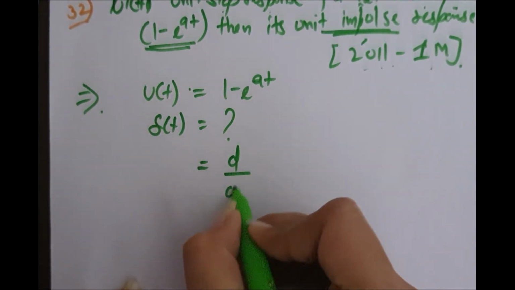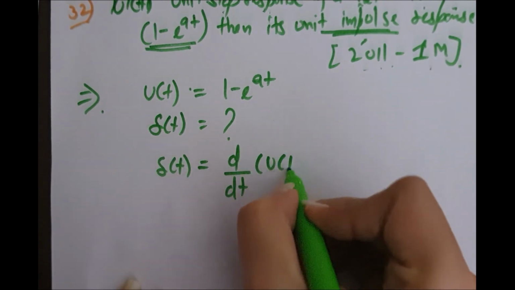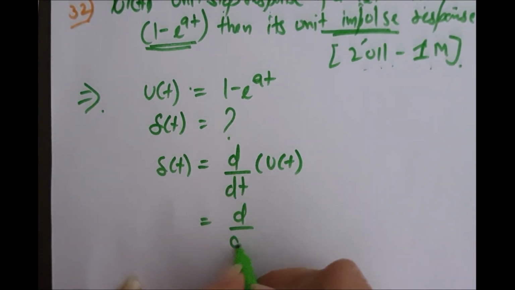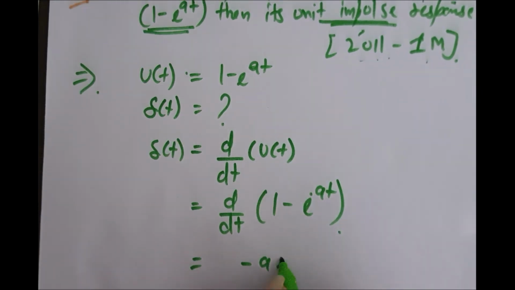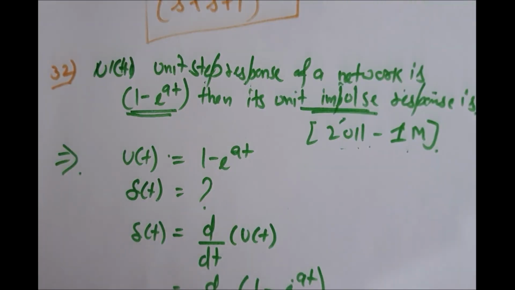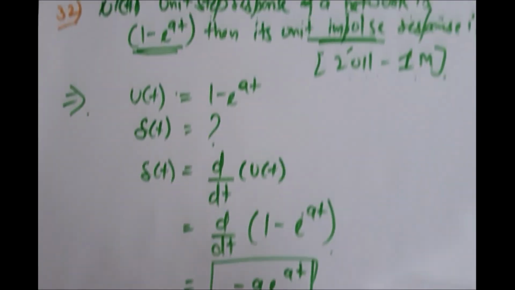So that is d by dt of 1 minus exponential minus at. So we get our answer. So the impulse response of this function comes out to be this.